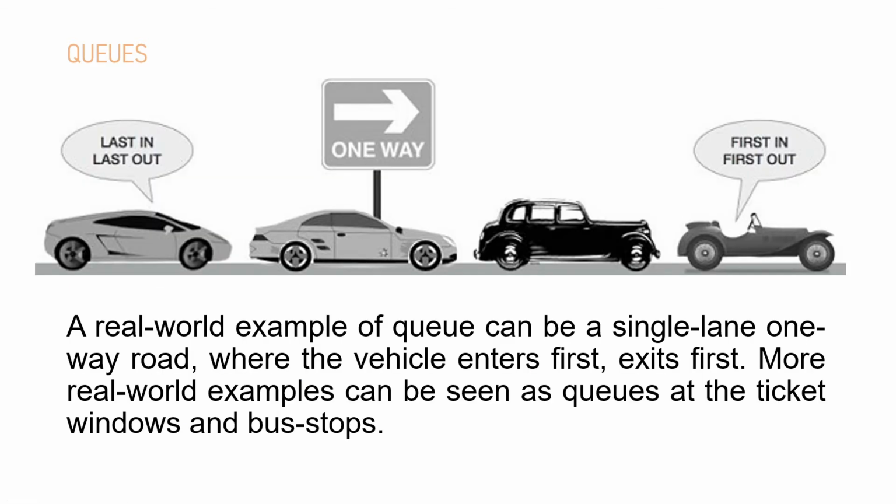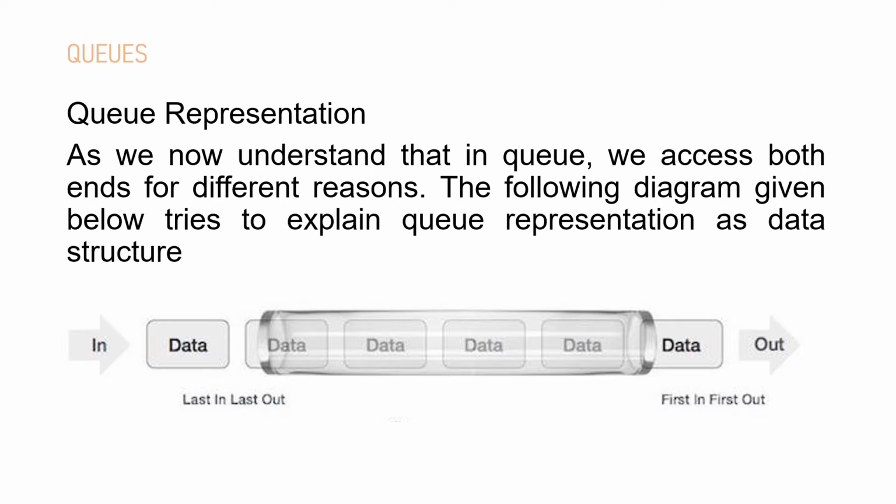So real world example ng queues is like this. So, this is single lane one-way road. Ibig sabihin, there's no overtaking. Walang singitan dito sa linya na to. And the first vehicle to enter will be the first vehicle to exit, and vice versa. So, this is the same diagram that I presented.